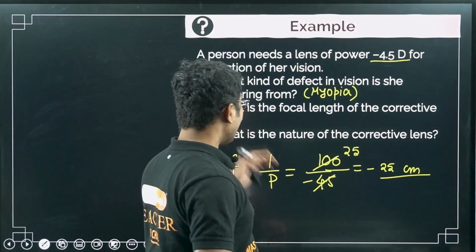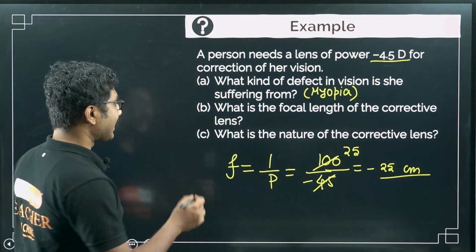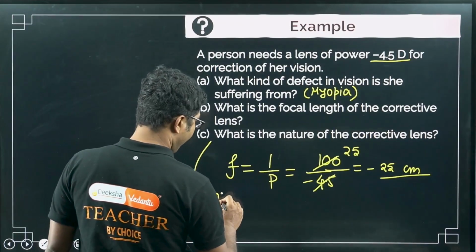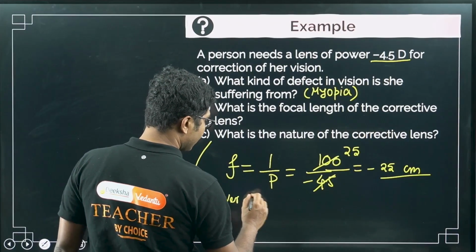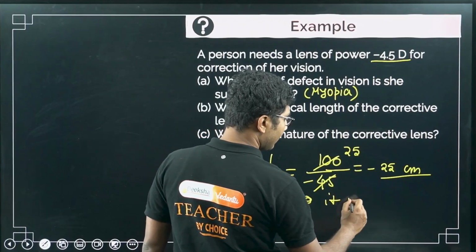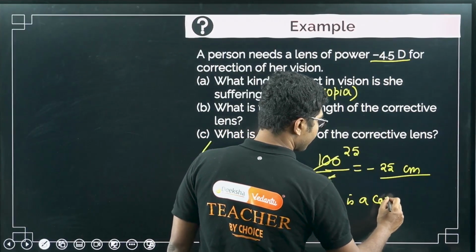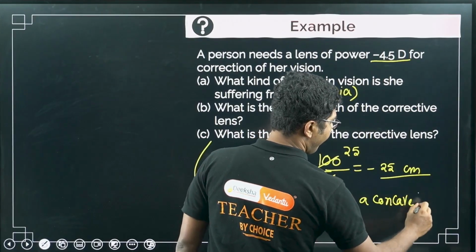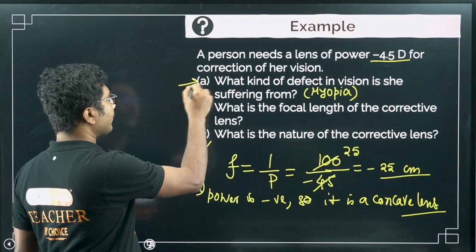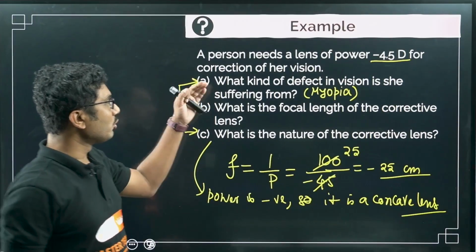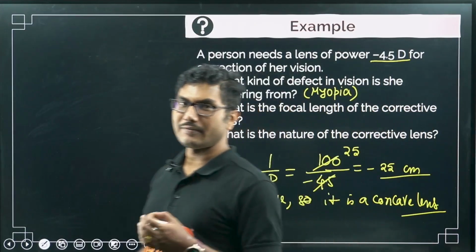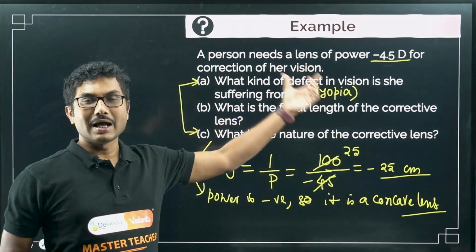Okay, what is the nature of the corrective lens? As we have discussed, the power is negative, so it is a concave lens. So question number 1 and question number C are related, because in both cases we are determining it is myopia based on the fact that this is a concave lens, because the power is negative.